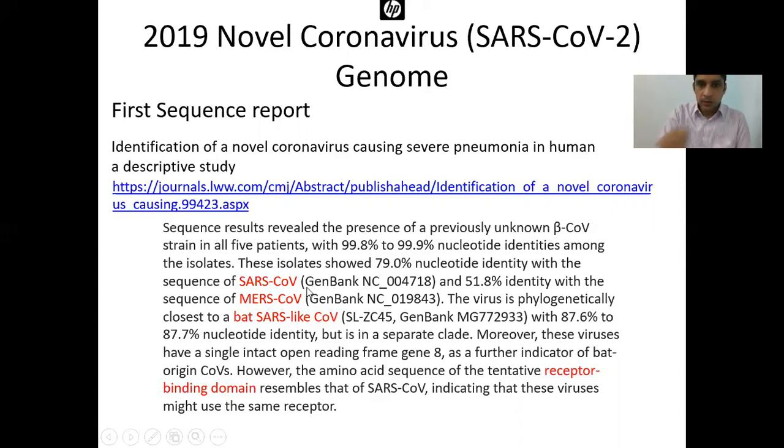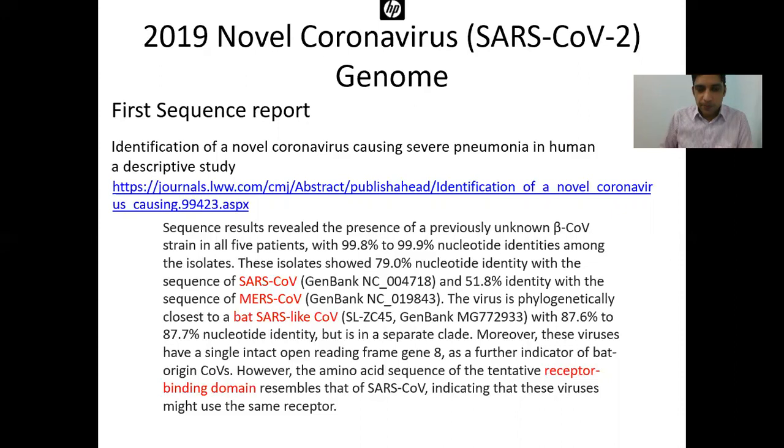And also it has 87.7% identity with another virus which is present in the bat. So this is the only evidence we have right now which indicates that this virus actually originated from the bat. And you might remember the very famous movie, Contagion. The flu in that particular movie also originated from a bat.